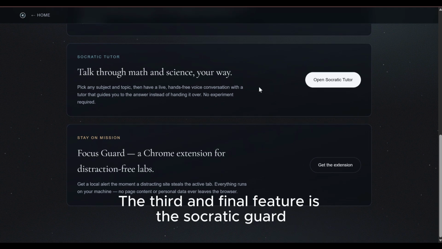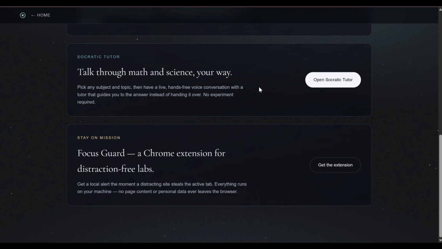Another key component is the Focus Guard Chrome extension. This feature focuses on one of the biggest problems students face today: distraction. So let's see how this works to prevent distraction.